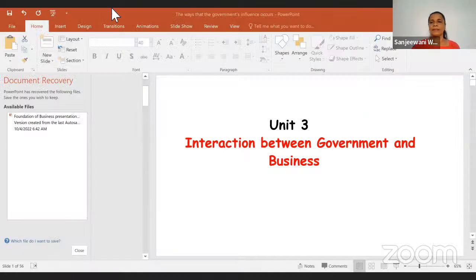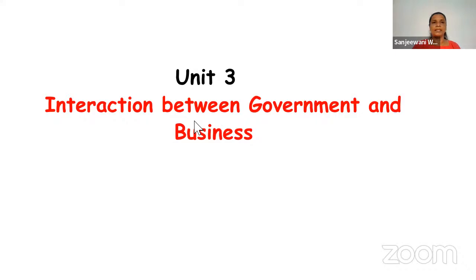So, we are hoping to start our third unit. I'll share the screen now. All right, so this is your unit 3, and now already we have completed unit 1 and unit 2. So both the units we completed, so we have come to unit 3 now. So this is about interaction between government and business. Hope you can see the screen.